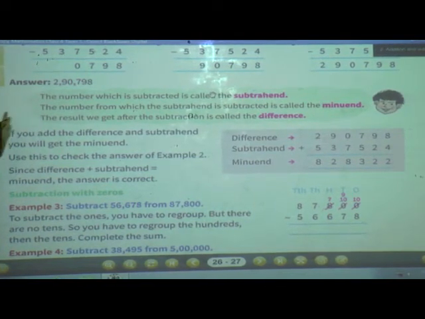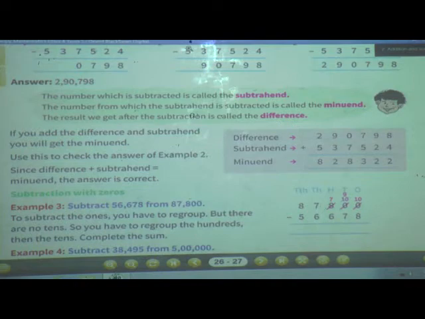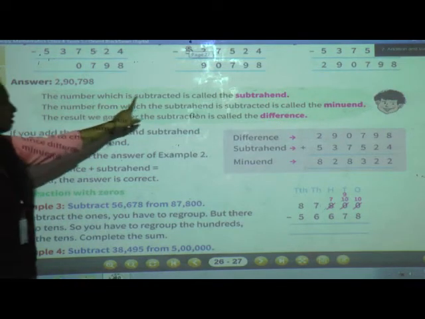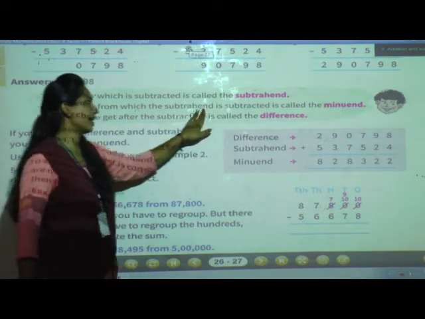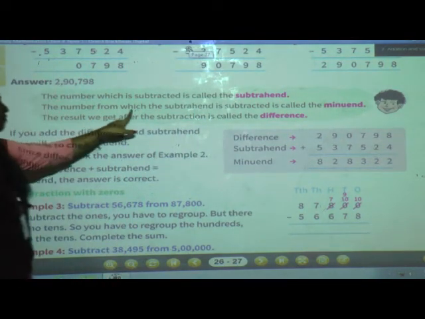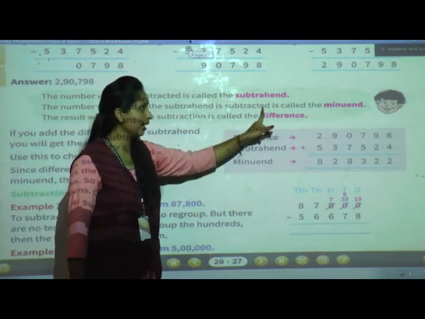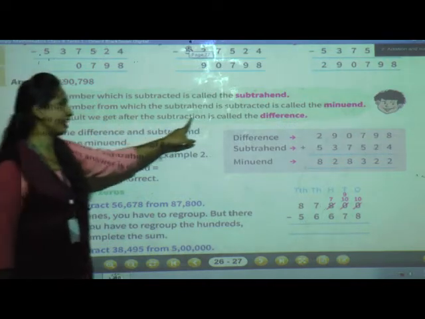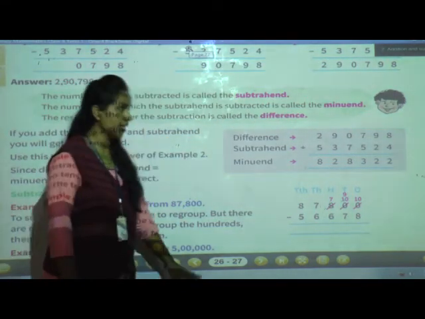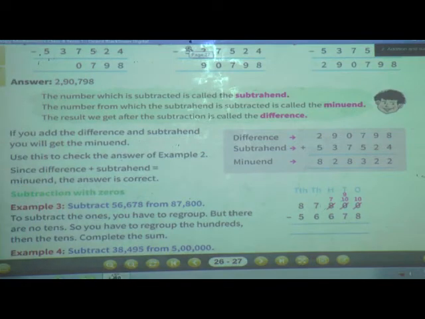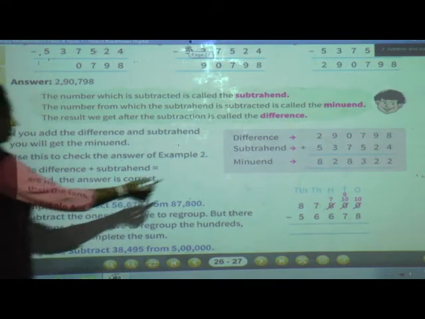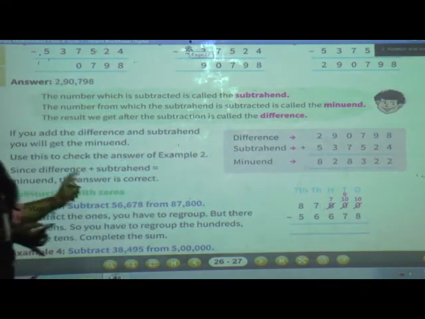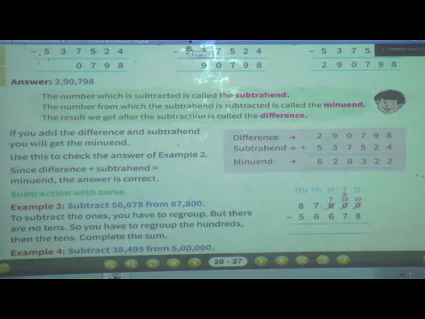See this. Just now I said in short, that only they are given. The number which is subtracted is called the subtrahend. And the number from which the subtrahend is subtracted is called the minuend. And the result we get after the subtraction is called the difference. And if you add the difference and the subtrahend, you will get the minuend. So use this method to cross check your answer.